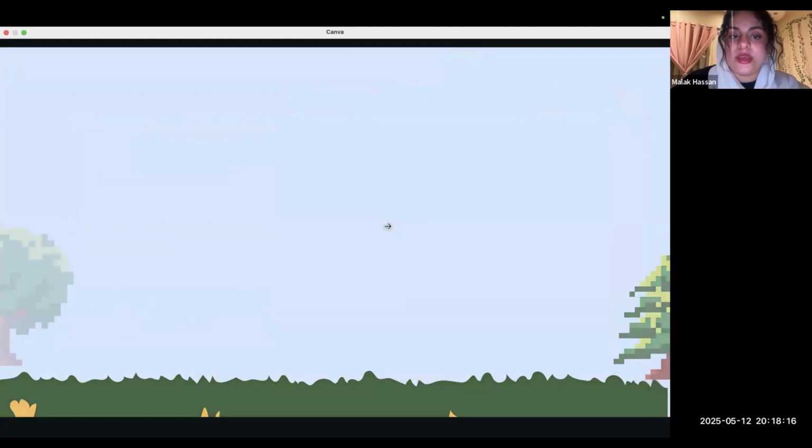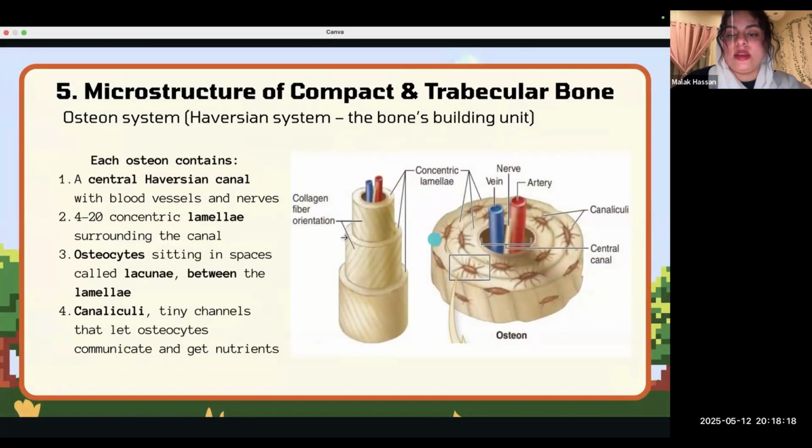And this osteon, okay, it looks like this, okay? It kind of looks like a roll of paper, if you will. It contains a central Haversian canal. This is the Haversian canal, and that Haversian canal will contain blood vessels, arteries, veins, nerves, all of that, okay? And then around it, you'll have a bunch of lamellae, which are concentric, meaning that they are in circles, okay? And within each lamellae, you're going to have the collagen fibers, right?